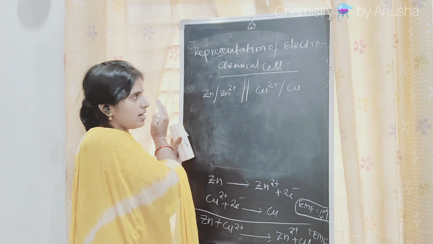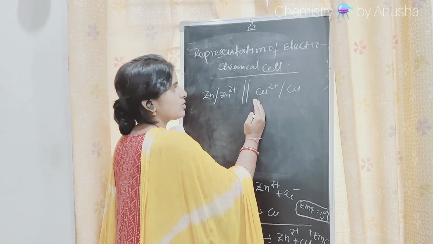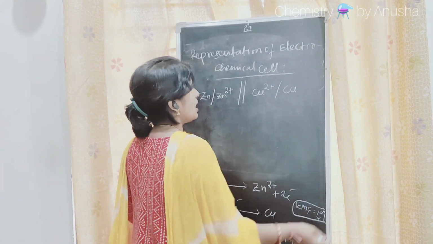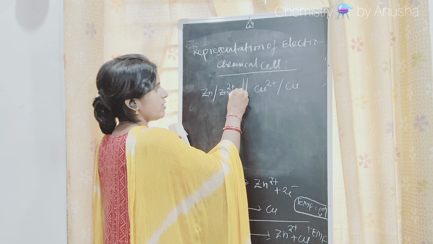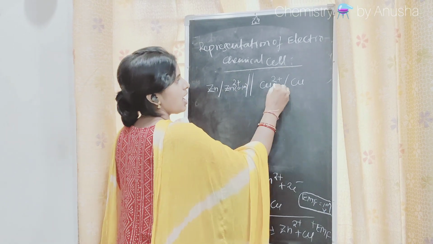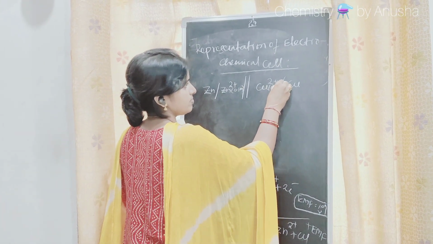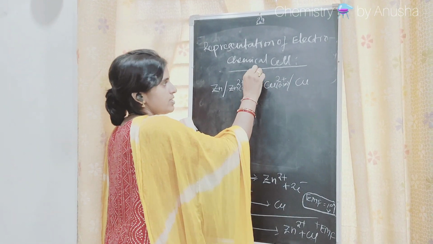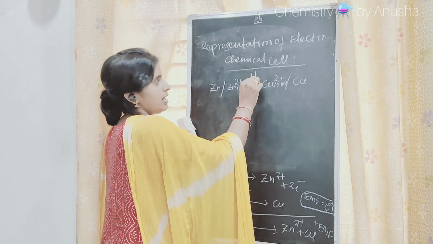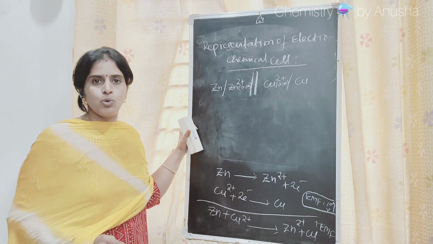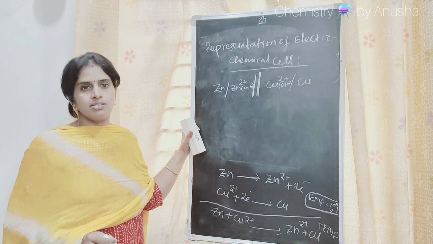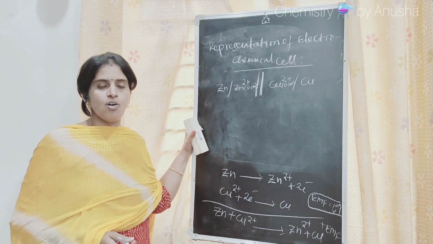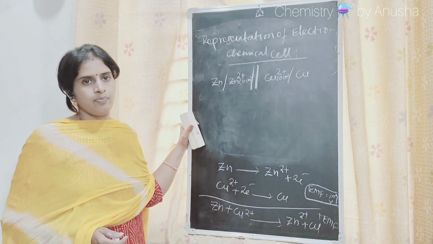Anode is represented at the extreme left. Cathode, which is involved in reduction, is represented at the extreme right. If any concentrations are given, they must be represented after the electrolytic solution in brackets. Both the electrodes are separated with two vertical lines, which indicate salt bridge connectivity between the two electrodes. Right? This is a representation of an electrochemical cell.